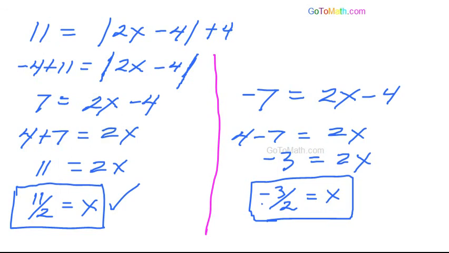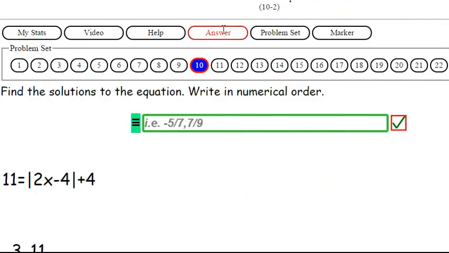Okay, works out. And of course, you do the same thing with negative 3 halves. 2's cancel out. You got negative 3. Negative 3 minus 4 is negative 7. And the absolute value of negative 7 is 7, and 7 plus 4 is 11. So there you go. Those guys are checking out.